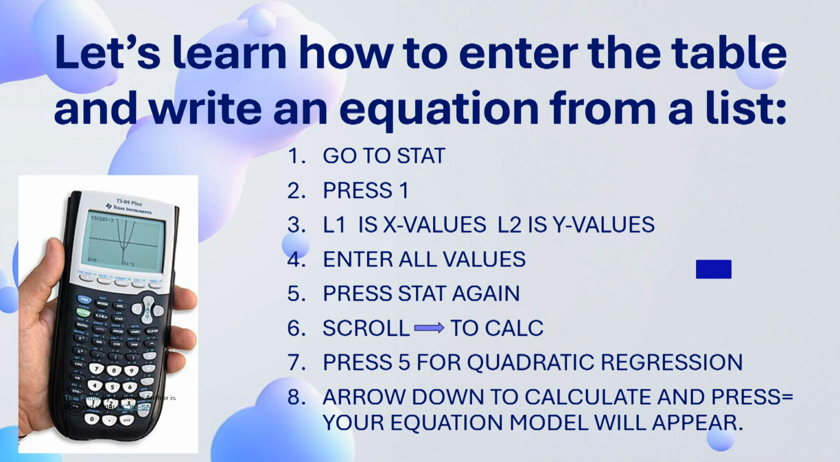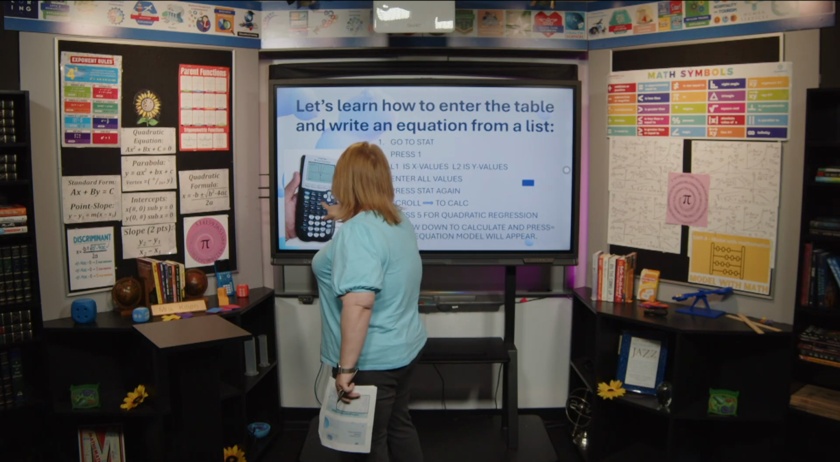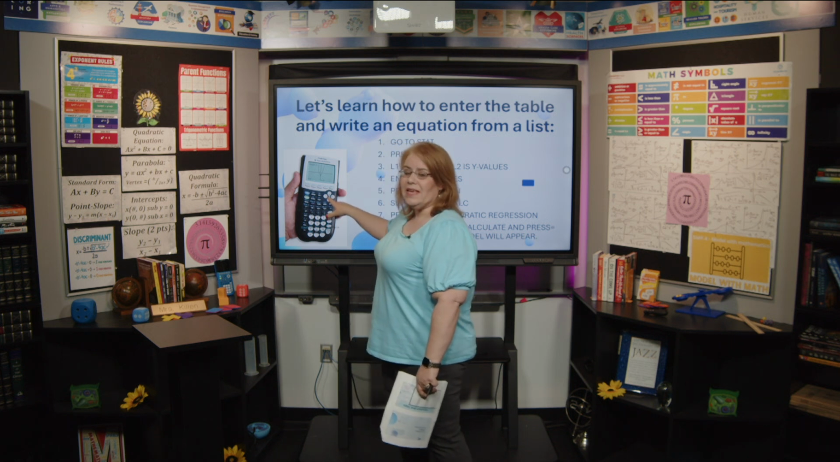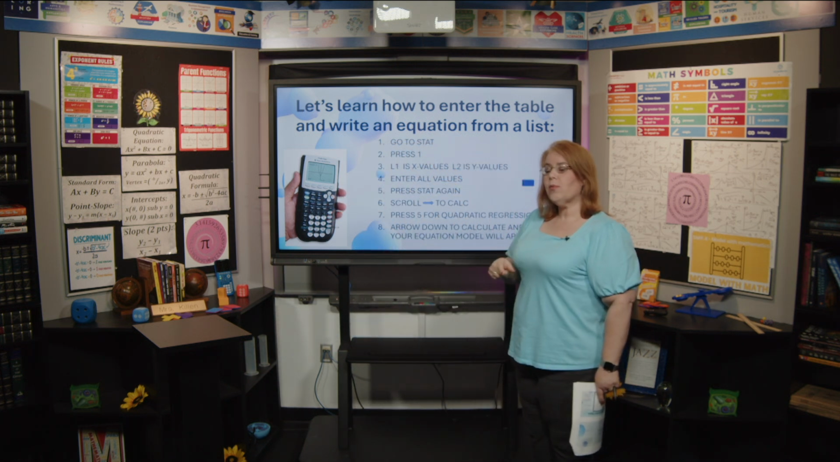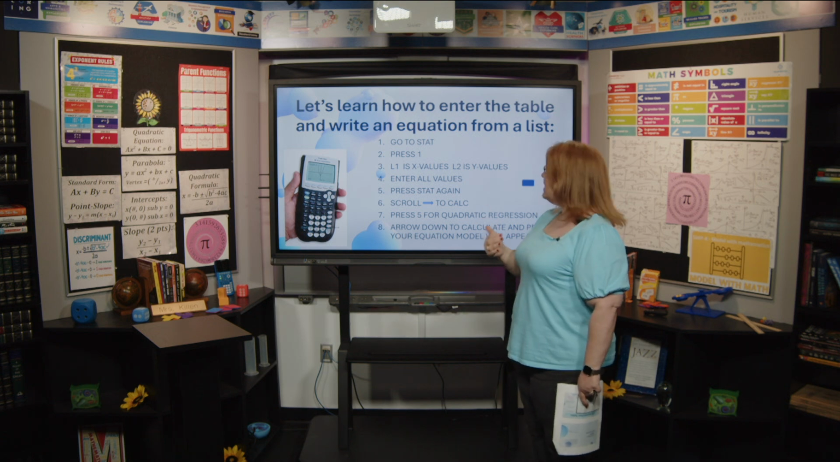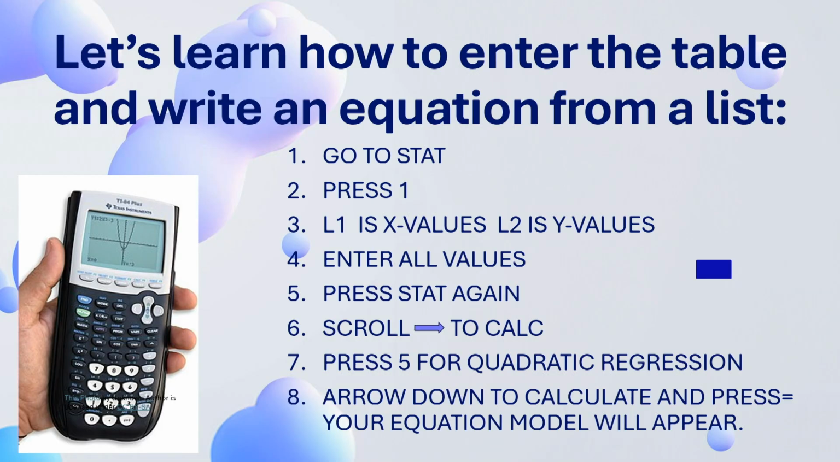First thing you're going to do is go to stat. Everybody look on your calculator and see where stat is. Stat is going to be right beside these arrows. Once you go to stat, you're going to press number 1. You're going to make that list. In your L1, you're going to put all of your X values. In your L2, which is your list 2, you're going to put all your Y values.